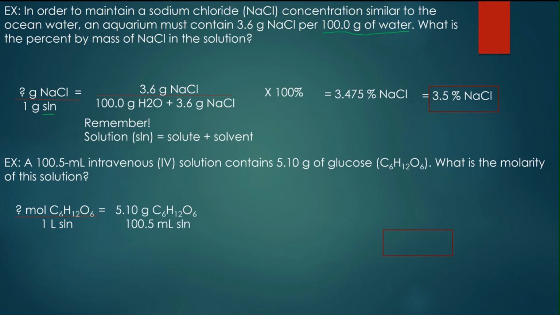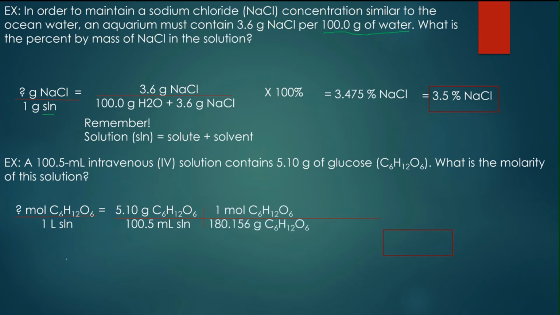We have 5.1 grams of glucose. Let's go ahead and start with that. And we have 100.5 milliliters of a solution. Now there's two things we need to do. We need to convert grams on top into moles, and we need to convert milliliters of solution on the bottom into liters. Again, milliliters won't work here. Molarity is moles over liters.